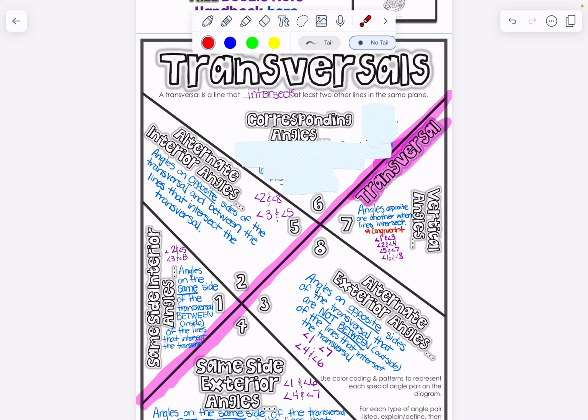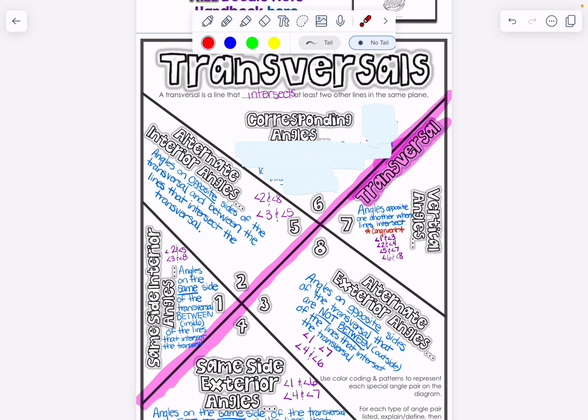We talked about alternate interior angles. Remember, interior means you're in between the lines, okay? And alternate means that they're on opposite sides of the transversal. So for example, 5 and 3 would be alternate interior angles. 8 and 2 are alternate interior angles.